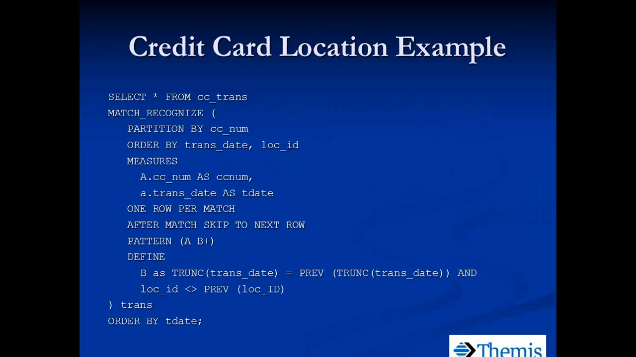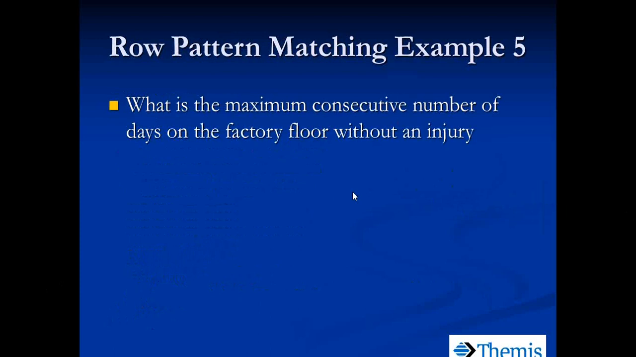In other words, just read a row from the input, which means read a row from the credit card transactions, and then what I'm going to compare it to is the next row, which is B, one or more, with this definition down here for B. So A just means read the current row is all it means there. All right, good question.